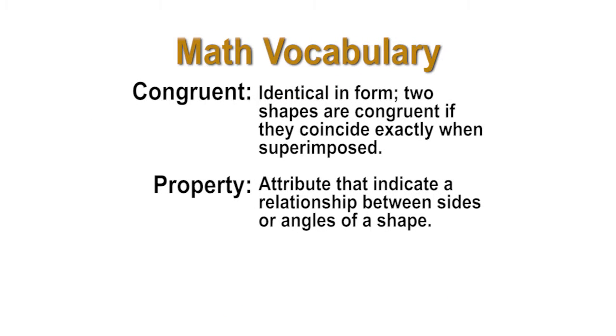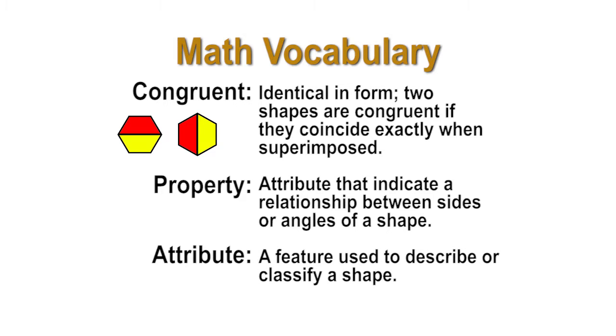Vocabulary words used were congruent and properties. For review, if two shapes are congruent, they are identical in form, and properties are how a shape is described. This lesson uses the word attribute interchangeably with properties.